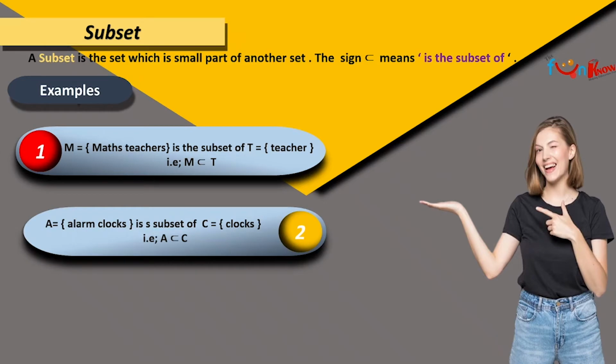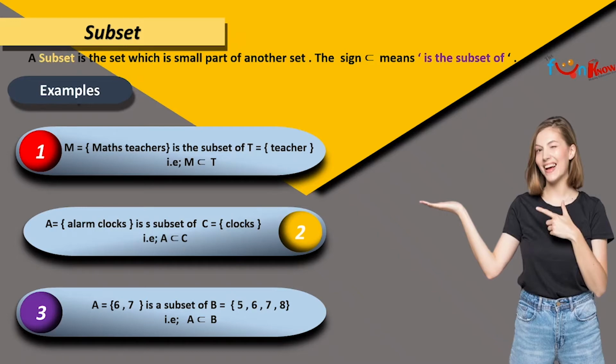Now you can see alarm clock is the subset of clocks. There are different types of clocks. There can be a wall clock or hand clock, anything. There are many types of clocks. So alarm clock is a subset of clocks. That's why it is written like this: A is the subset of C.